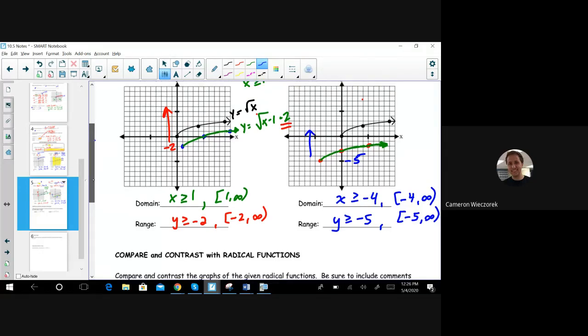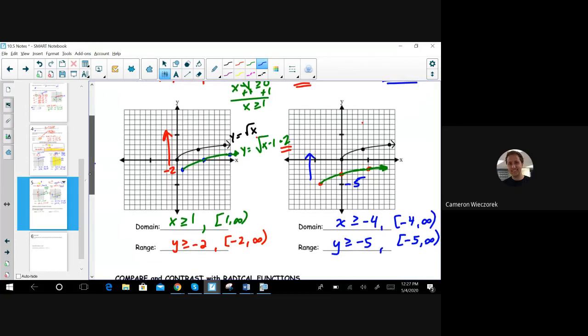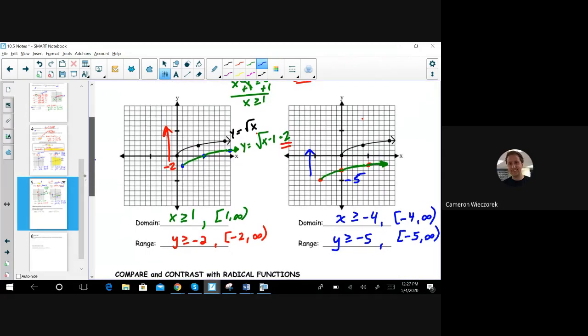So that gets you some practice with the graphs. I did post a recommended practice document that has more of these. I would encourage you to do that just to get some practice seeing what the different shifts are and getting yourself used to listing the domain and range.